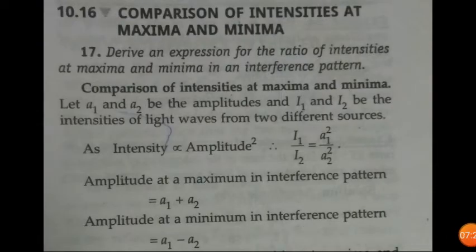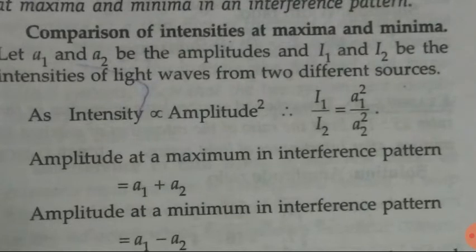Now let's compare the intensities at maxima and minima. So here is the next topic, comparison of intensities at maxima and minima. Let A1 and A2 be the amplitudes and I1 and I2 be the intensities of light waves from two different sources. Then we know that intensity is directly proportional to amplitude square. So I1 upon I2 equals A1 square upon A2 square.